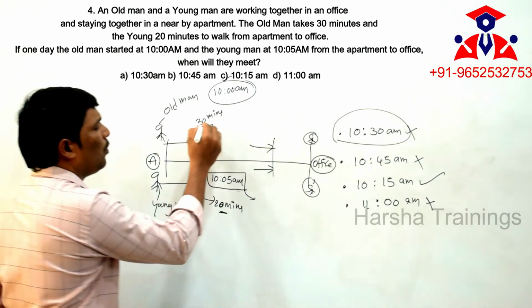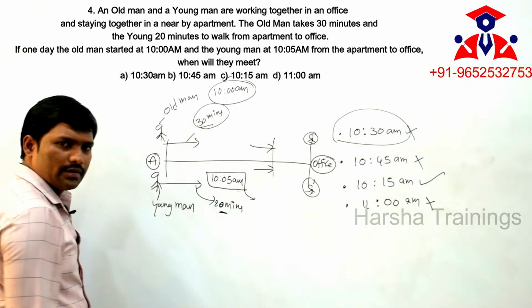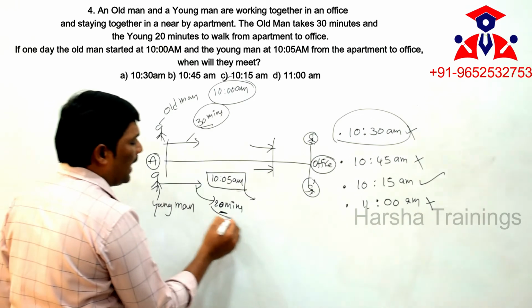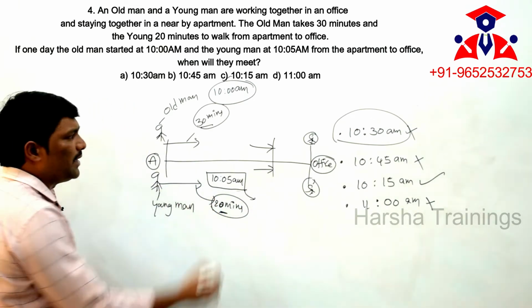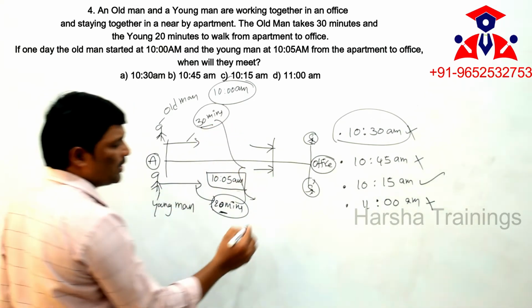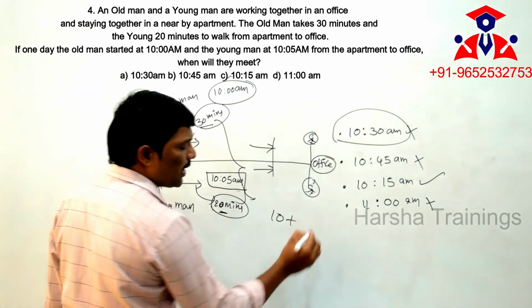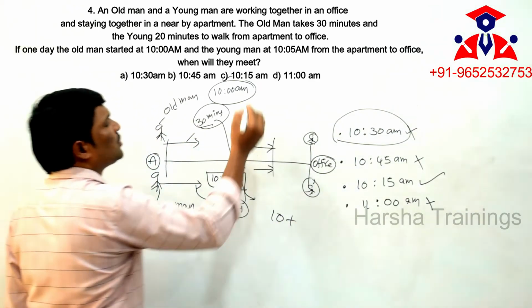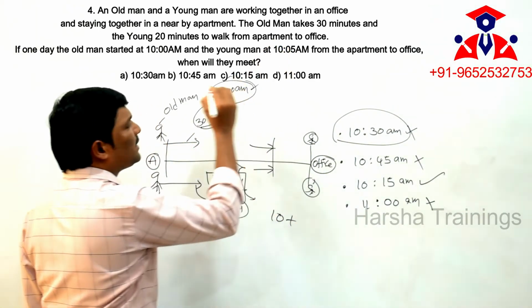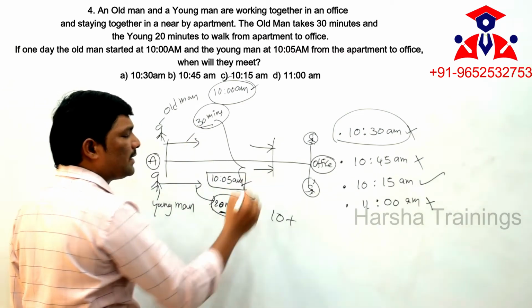No issue. The old man takes how many minutes? 30 minutes. And the young man takes how many minutes? 20 minutes. The difference is how much? 10 minutes. So the old man started moving at 10 a.m. and the young man started at 10:05.